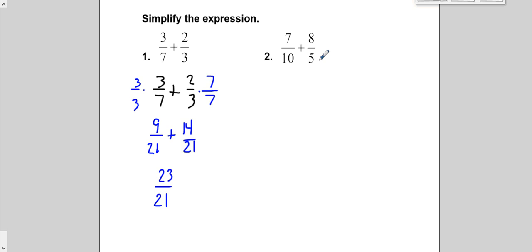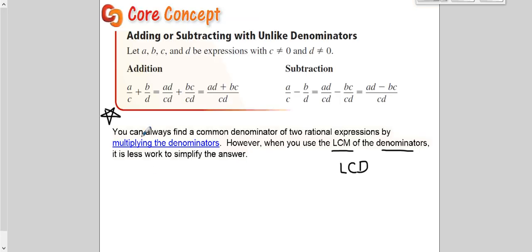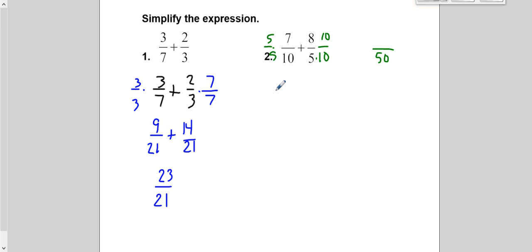We could do 10 times 5 is 50 and use that as our common denominator. But if we do that, our numbers get bigger. So there's an easier way. But I'm going to go ahead and do this first, because that's what it said on the previous page. It says you could always find a common denominator of two rational expressions by multiplying the denominators. So if I multiply 10 times 5, I get 50.